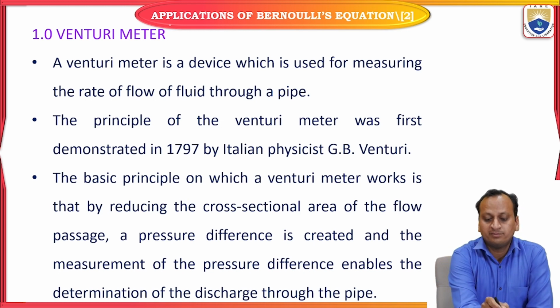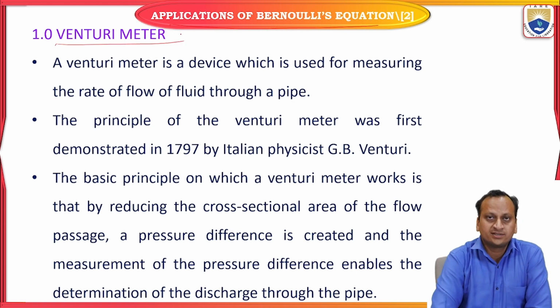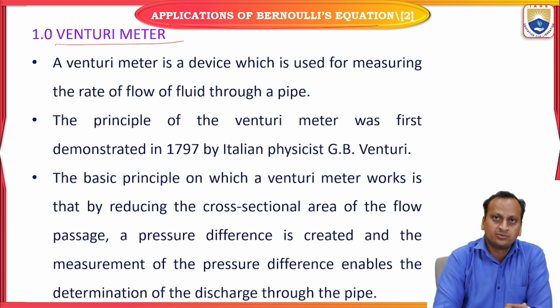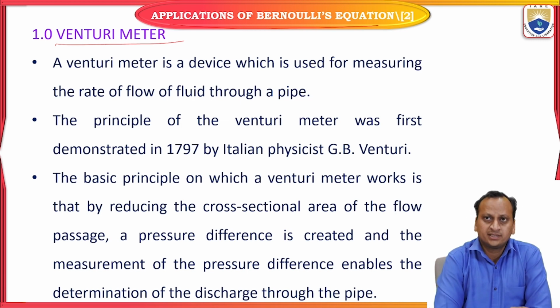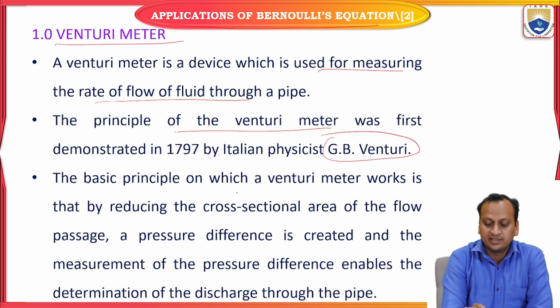As part of applications of Bernoulli's equation, the first device which we are going to consider is the venturimeter, through which we will measure the rate of flow. It is a measuring device through which we measure the rate of flow flowing through a pipe. The venturimeter was invented by G.B. Venturi, an Italian physicist, in 1797.